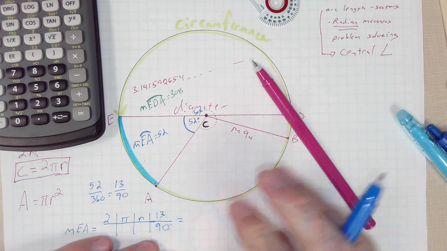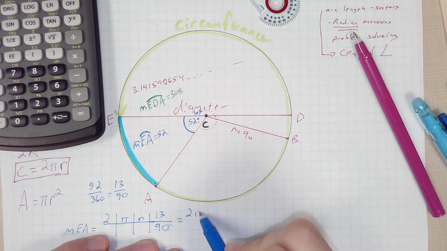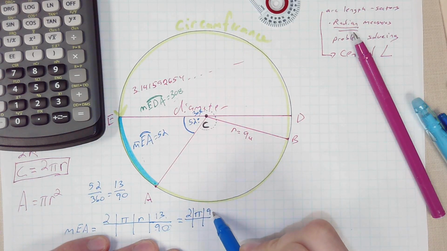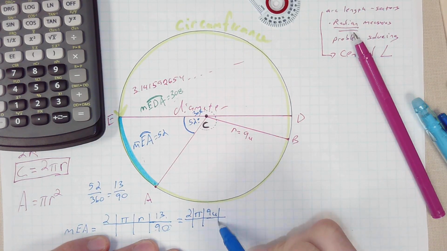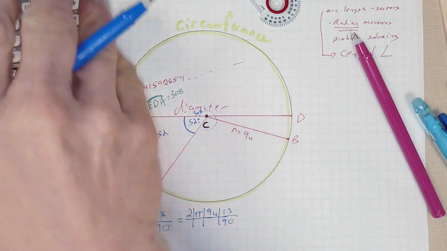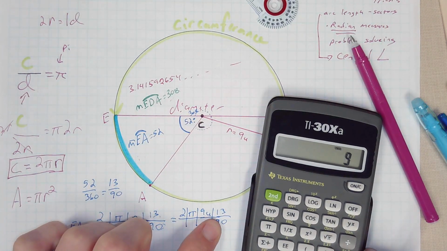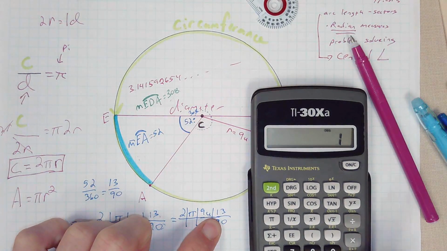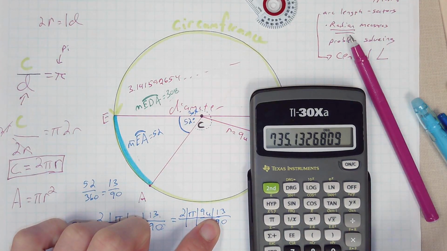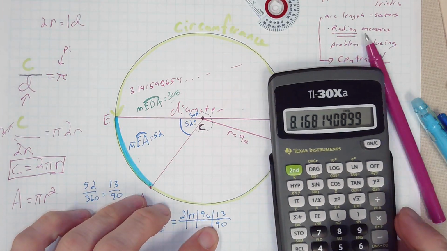Okay, so then we can go ahead and put in our units. So 2 pi times 9 units times 13/90ths. Now, this is how you do the math. Okay, so just do your 9 times 13 times pi times 2. That's everything on top, divided by 90. That's the only thing on the bottom.